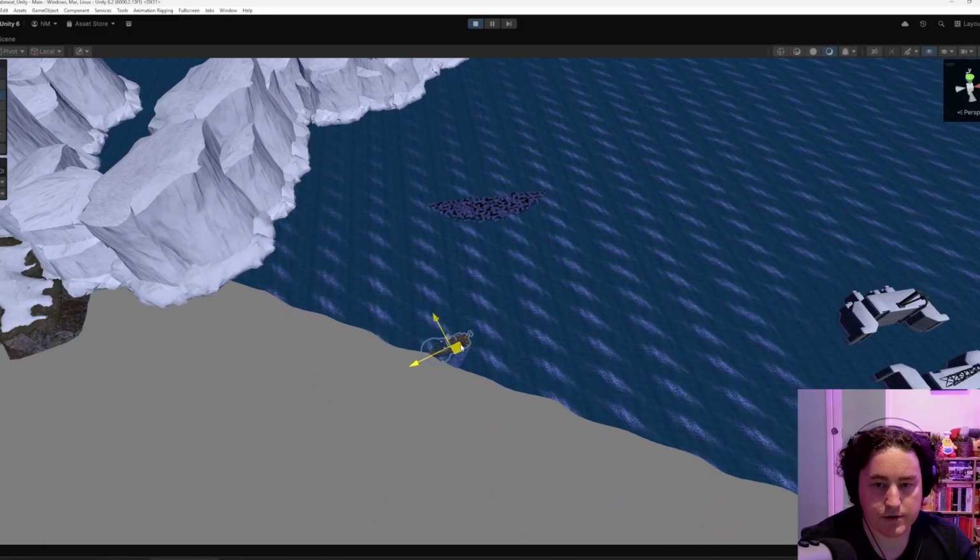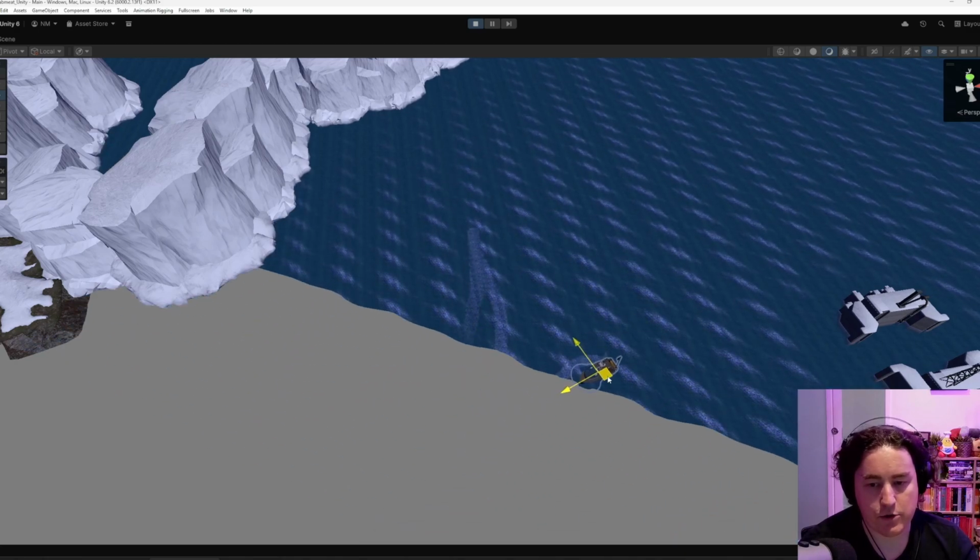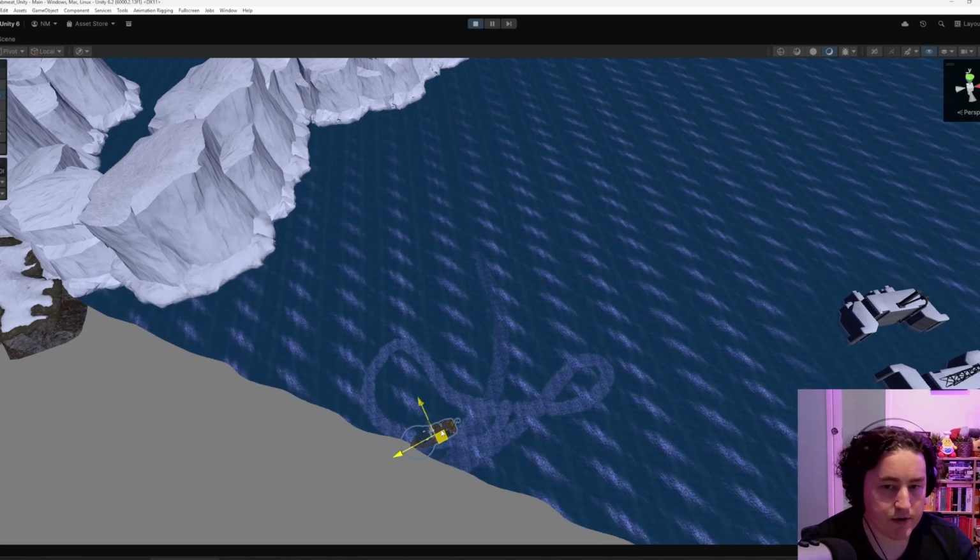As we get closer to it, you can see it's rendered in. And you can see also the trail being painted in the same texture.